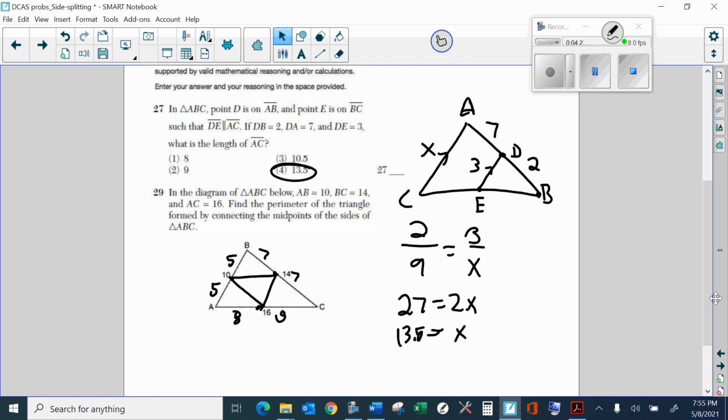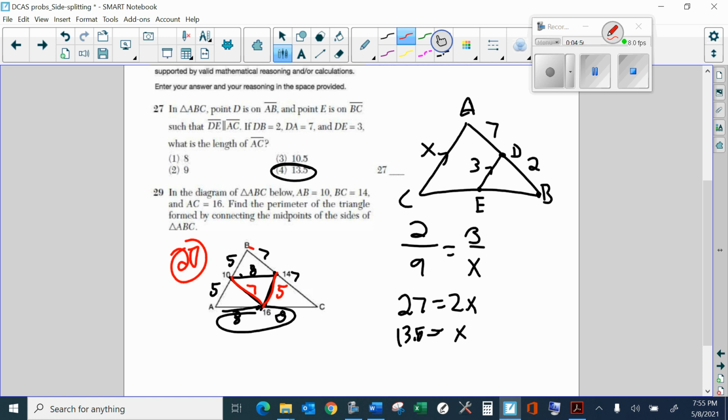And remembering, so these are medians. The median is always half of its base. So that's 16. This is 8. Okay. This length here would be half of the 10, so it makes that 5. This length here would be half of the 14, which makes it 7. So it's 8 and 7 and 5 is 20. Oops, 20, not 27.